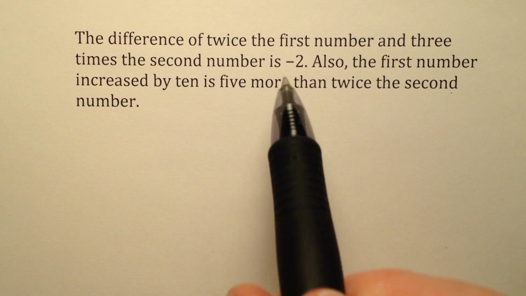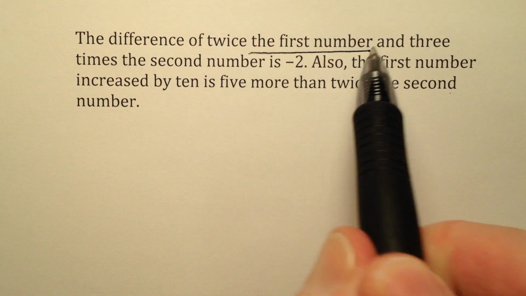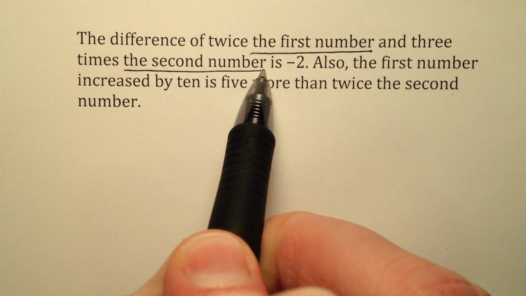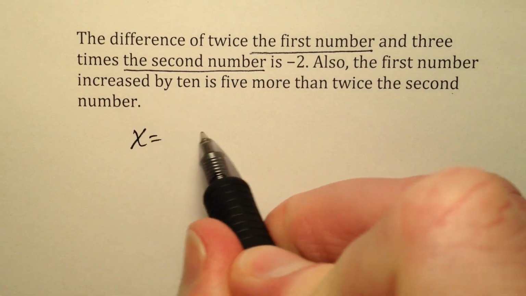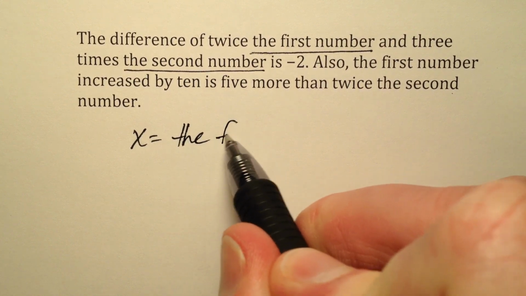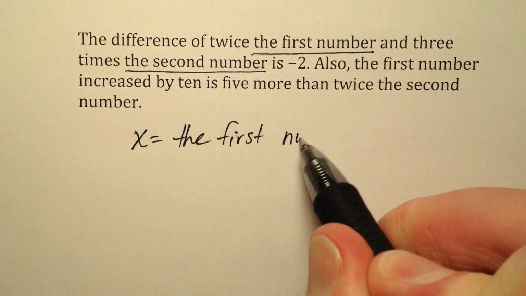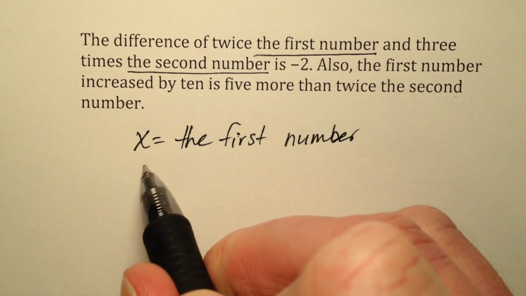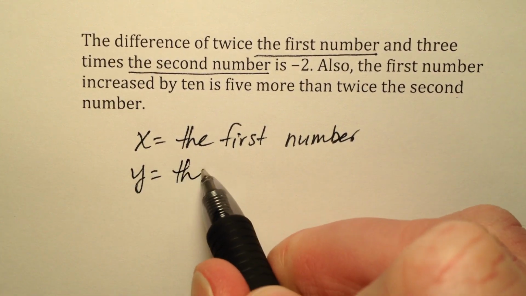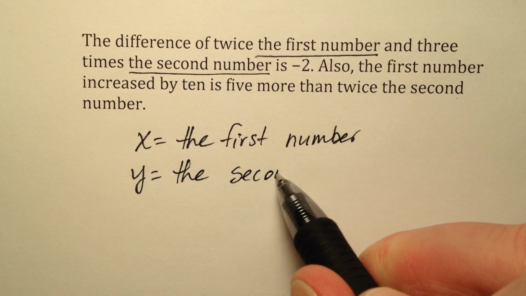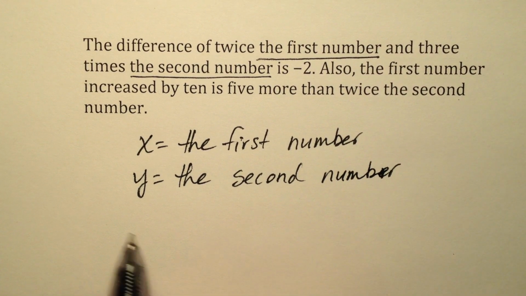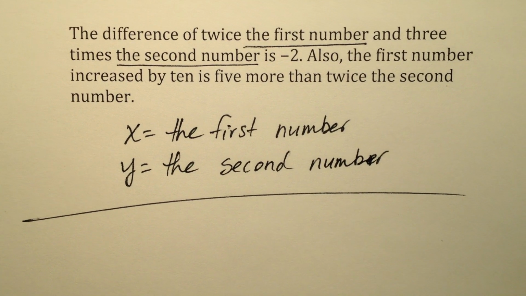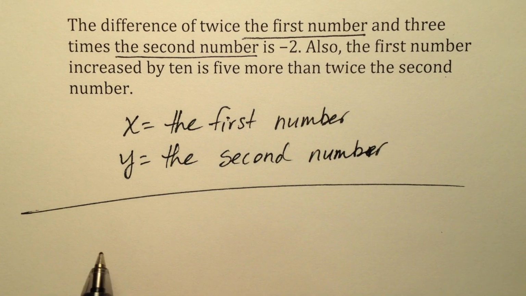Okay, so when I read these, I noticed I have the first number, and then I have the second number. So let's go ahead and do variable definitions. So we'll say x equals the first number, and then maybe y equals the second number. Okay? So based on this now, we can write a couple of equations.